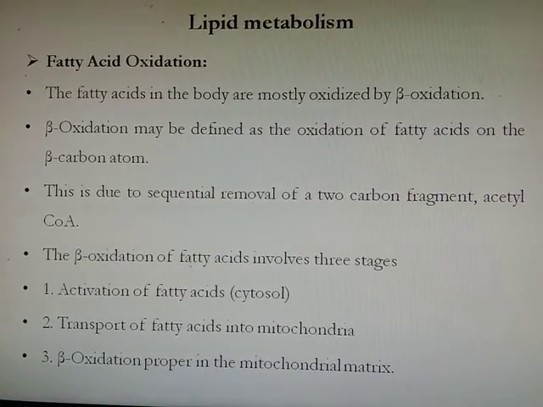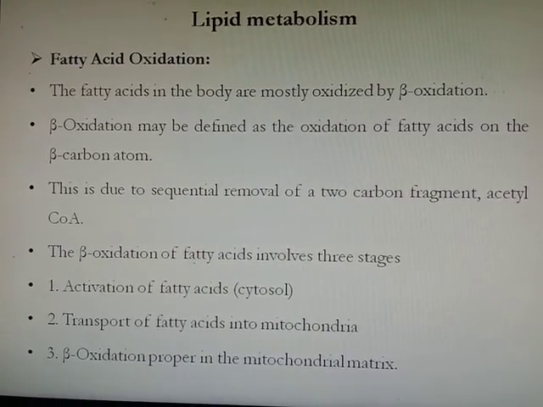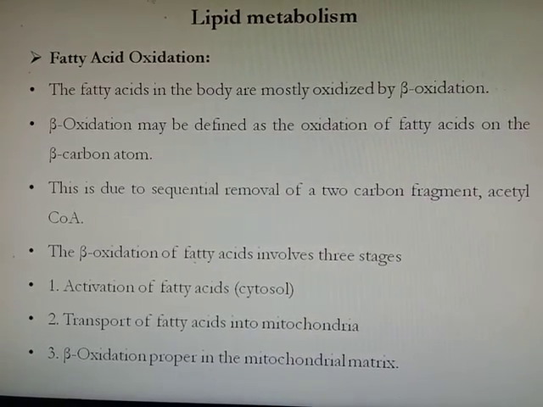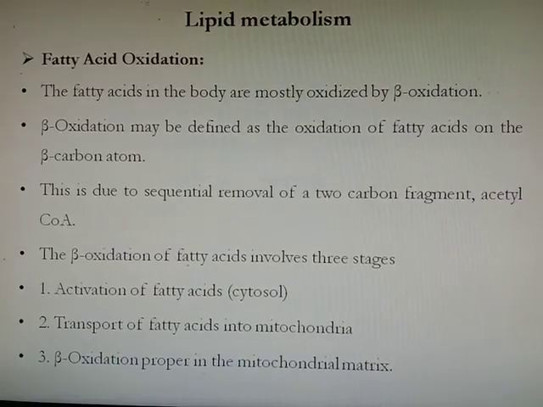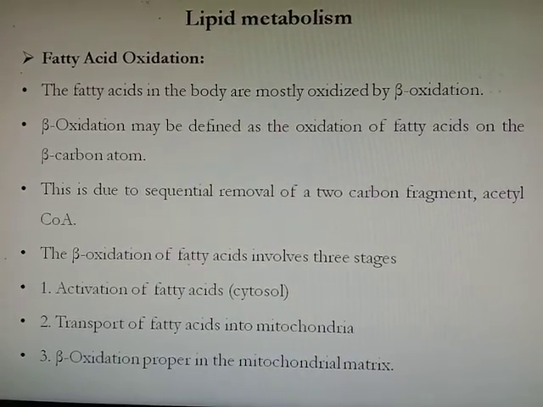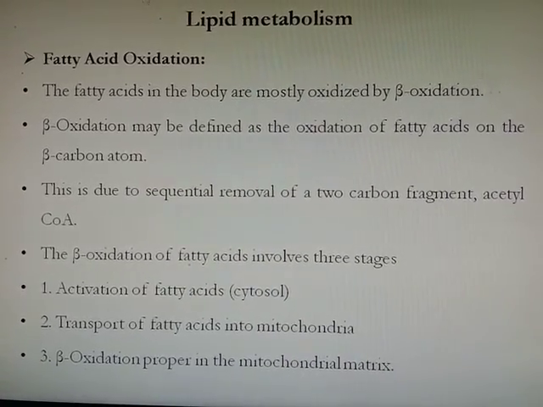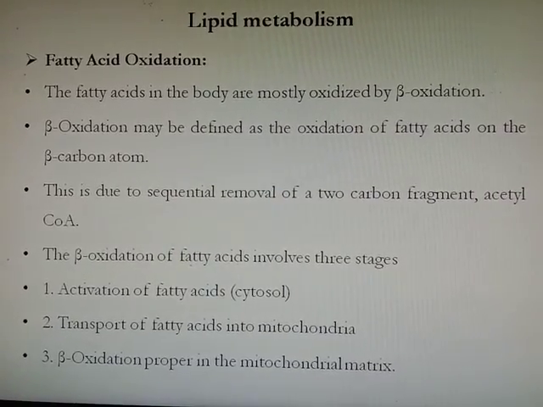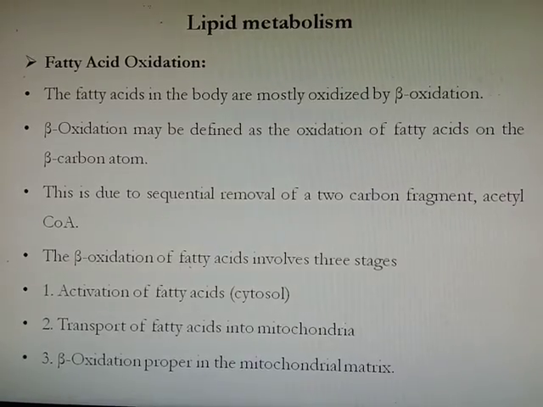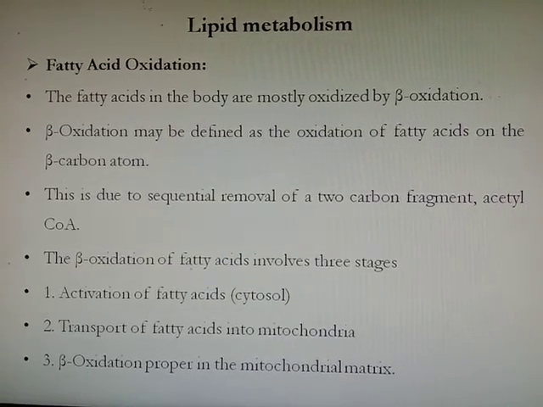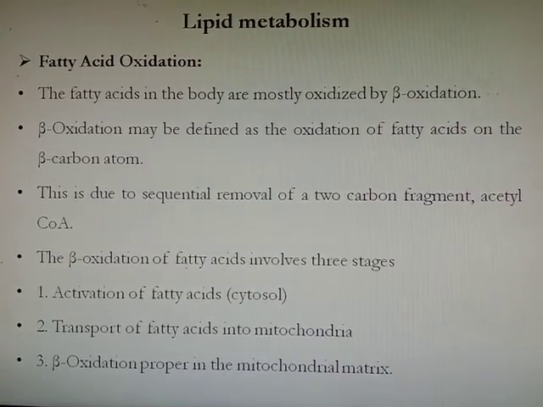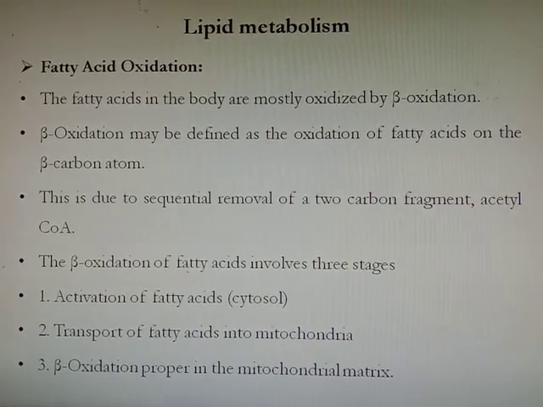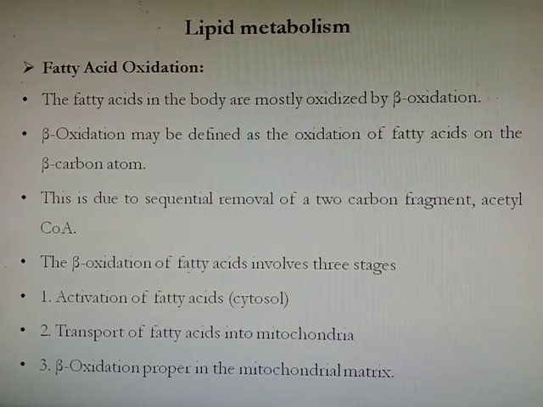The fatty acids in the body are mostly oxidized by beta oxidation. That's why it is also called beta oxidation of fatty acid. Beta oxidation may be defined as oxidation of fatty acid on the beta carbon atom, meaning the second carbon atom. That's why it is called beta oxidation of fatty acid. This is due to sequential removal of two carbon fragments in the form of acetyl coenzyme A.